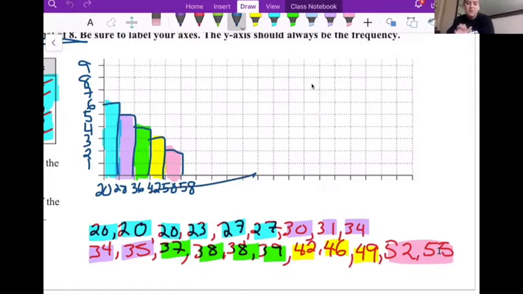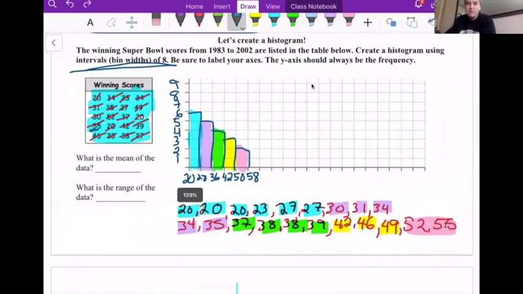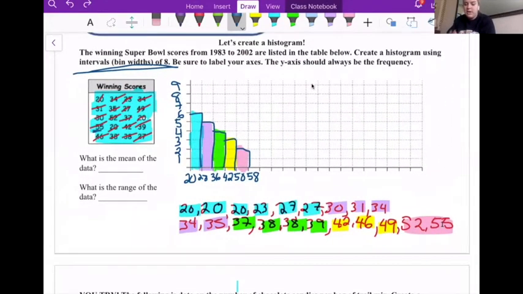Yeah. So for our mean, we're going to type all of these numbers into our calculator and find the average of them until we get that our mean is 34.85. And then our range is 55 minus 20, so 35.